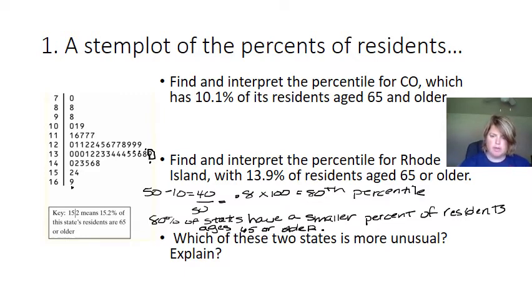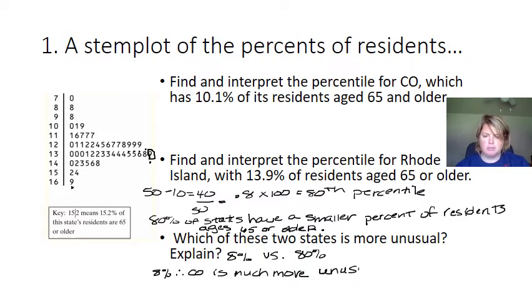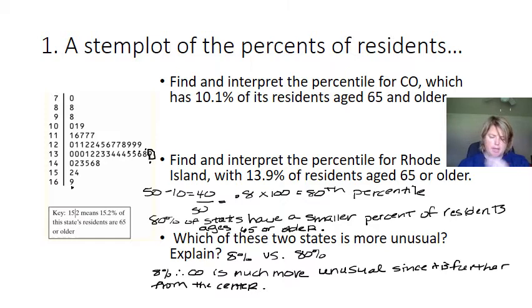All right, which of these two states is more unusual? So you might automatically think that it's the higher, but it's actually the one that is farther from the mean. So 8% versus 80%. So 8% is much further from 50%, which is where the mean would live, versus 80%, which is only 30 from the center. So which one of these is more unusual? It's 8%. So the 8th percentile is much more unusual. Therefore, Colorado is much more unusual since it is further from the center. Okay, so usually it's the smaller number, but it might not be depending upon what the data is. So just go with the one that's furthest from the center.